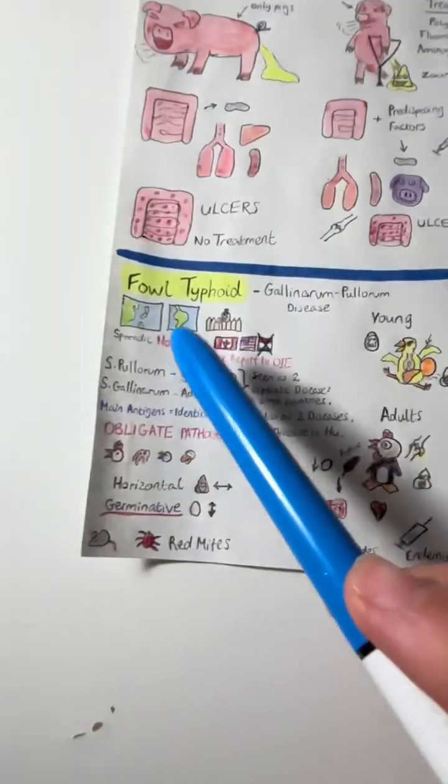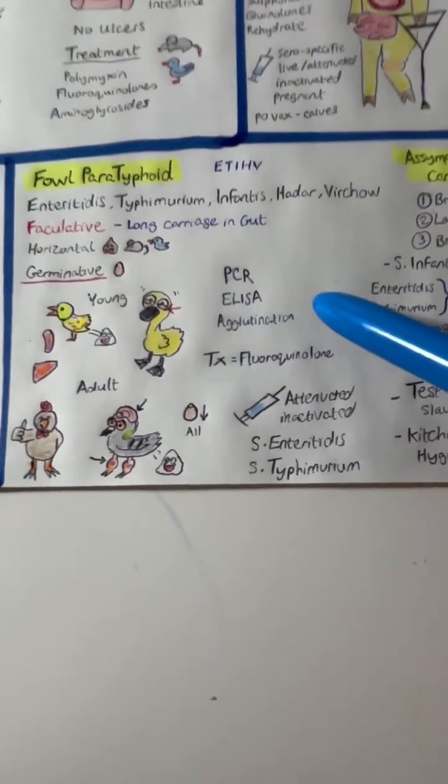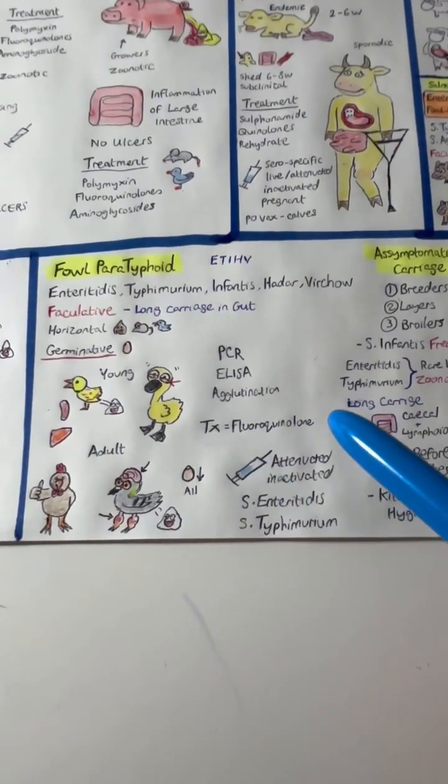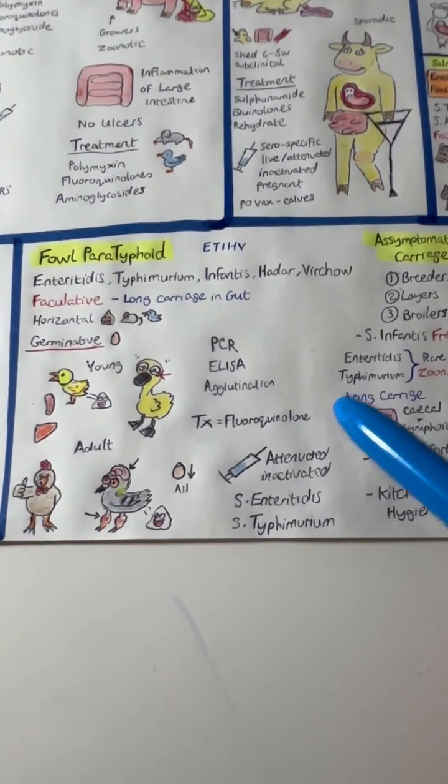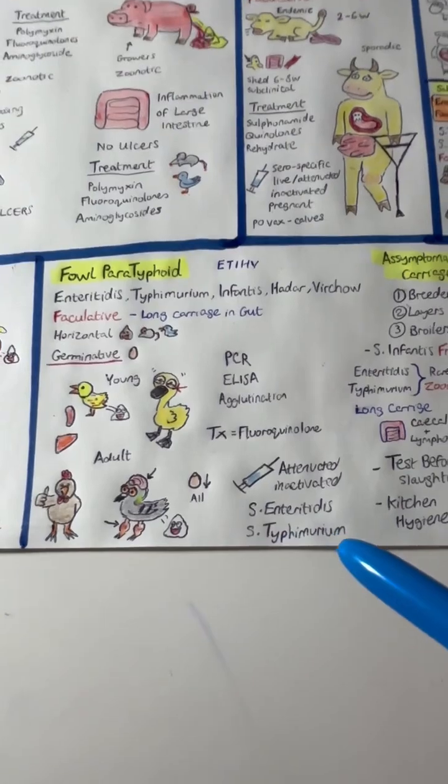To detect fowl typhoid and fowl paratyphoid, we can use PCR, ELISA, and agglutination. And for treatment, we can use fluoroquinolone. There are vaccines, inactivated and attenuated, for Salmonella Enteritidis and Typhimurium.